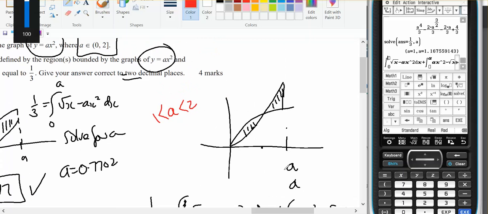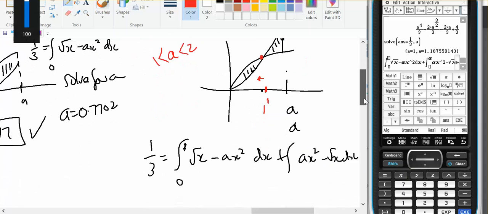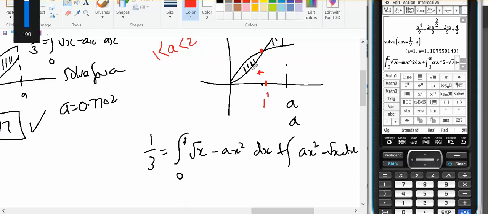which means this is what my situation is going to be. A is bigger than 1, so my 1's over here somewhere. This is my square root. This is my y equals ax squared. And because a is bigger than 1, it's going to dilate it. So therefore, the intersection point is going to be somewhere to the left of 1. And I'm looking for 1/3 equals this area. And this area will be the integral from 0 to the intersection point.